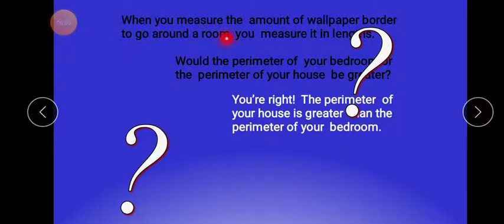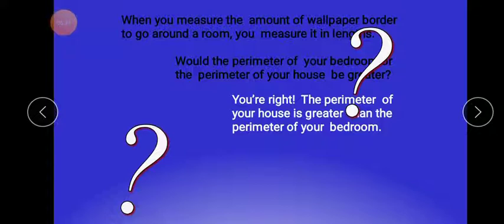When you measure the amount of wallpaper border to go around a room, you measure it in length. Suppose you want to measure your room, so along the boundary you will take the measurement. So we have to take the help of perimeter. So the answer we'll get will be the perimeter.